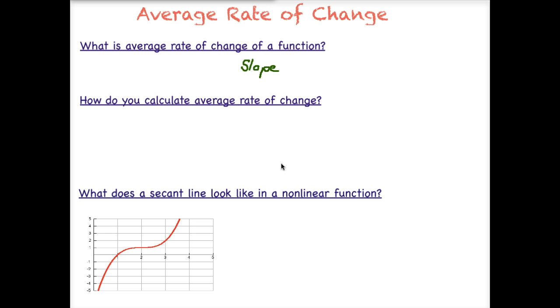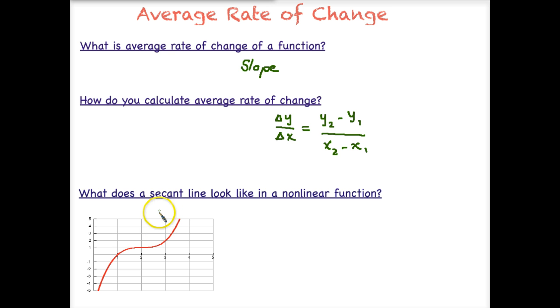Let's review then. How do we calculate slope, or in other words, average rate of change? Well, again, if you remember back, it's always going to be the change of y over the change of x. But we're going to spell that out. So the change of y is really y2 minus y1 over x2 minus x1. That's our rate of change. That's how we calculate slope.